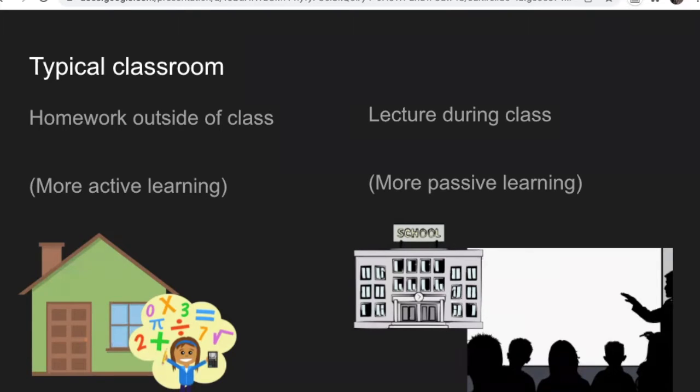And then the class time is devoted to taking notes and listening and is a bit more passive, although good note taking shouldn't really be all that passive. This is a typical classroom setting, right? It's probably what most of us are familiar with.